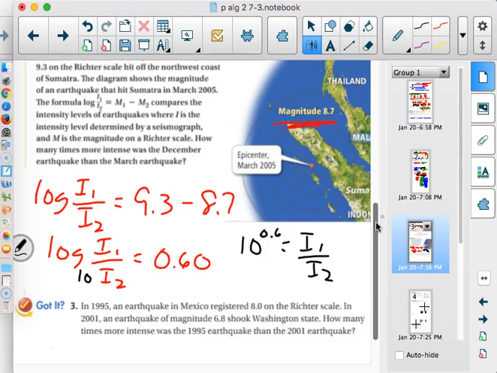So it was 9.3 and 8.7. That sounds pretty close, right? I mean, those two earthquakes had to be about the same amount of disaster. But 10 to the 0.6 power, it was almost 4 times as powerful. For that little teeny change from 9.3 to 8.7, it was almost 4 times as powerful. It was a huge earthquake compared to the 8.7 earthquake. Huge. So a little decimal change makes a big, big difference.